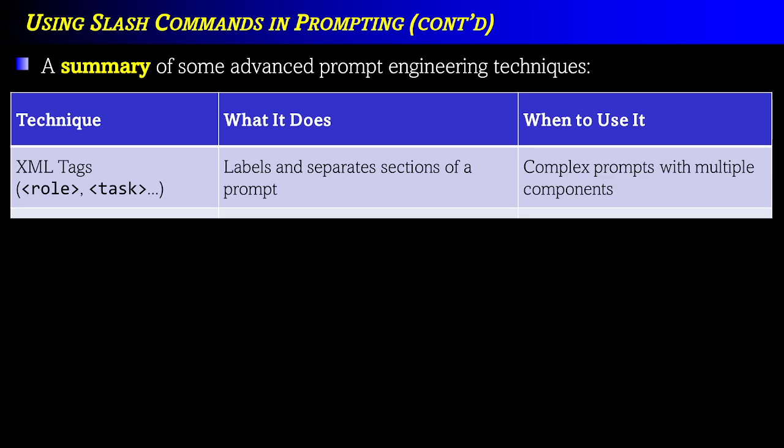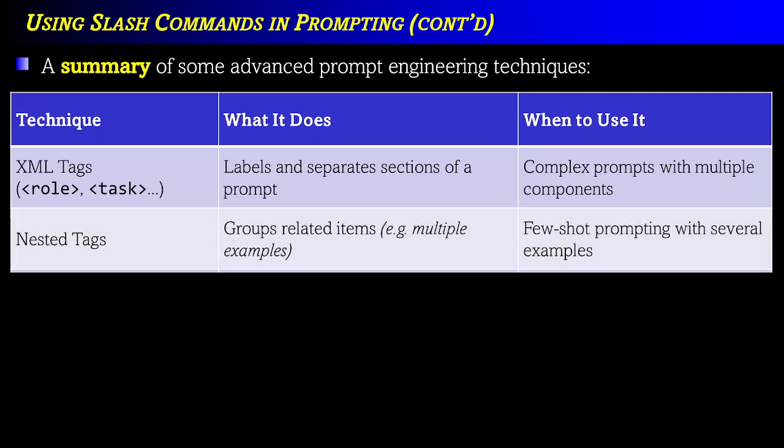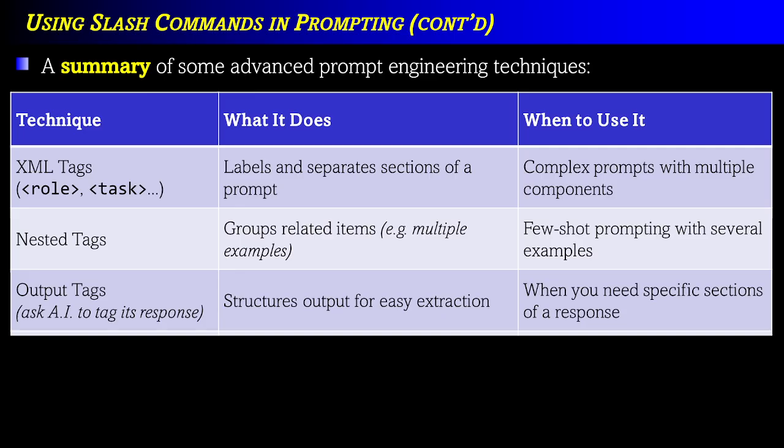XML tags, role, task. What they do: they label and separate out sections of a prompt. When should I use it? When I have complex prompts with multiple components. Nested tags group related items, for example, multiple examples. When should I use that? Well, when few-shot prompting provides several examples. Output tags, where I ask the AI to tag its response, will structure the output for easy extraction. When should I use that? Well, when you need specific sections of an output response.